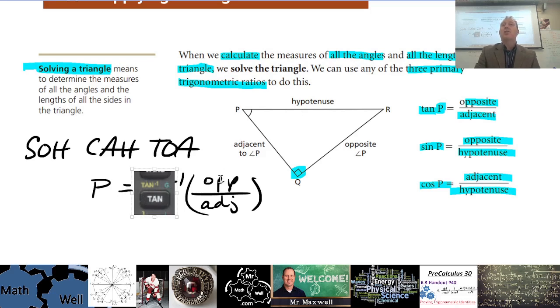If you were given the ratio of the opposite over the hypotenuse, you would do second function sine, because of SO, opposite and hypotenuse. If you were given adjacent divided by hypotenuse, you would do second function cosine to find the angle. Does that make sense?